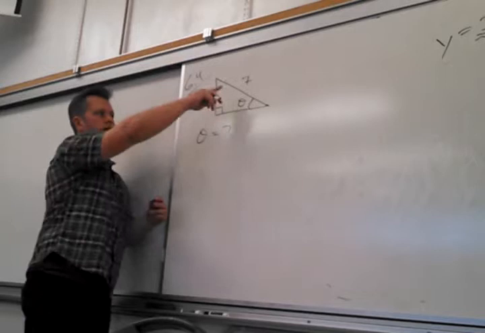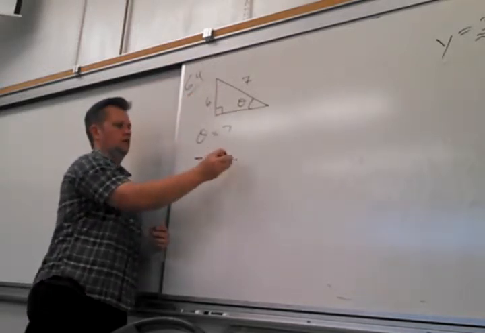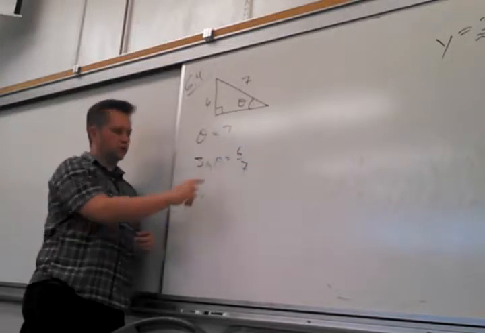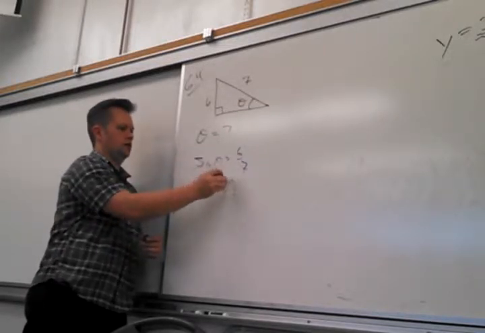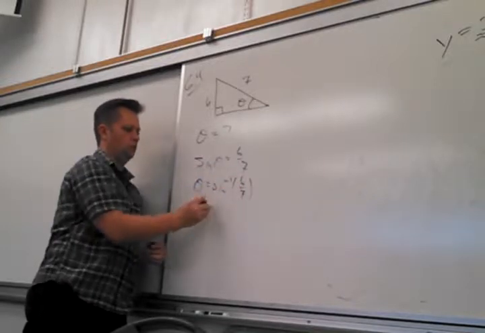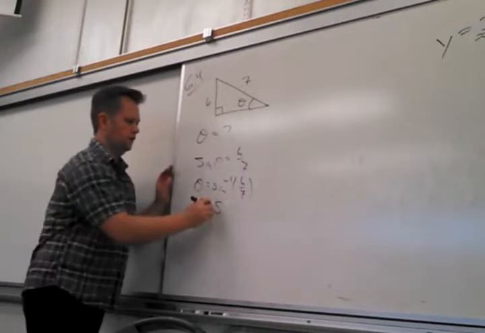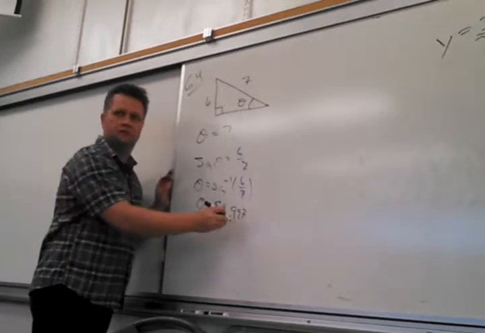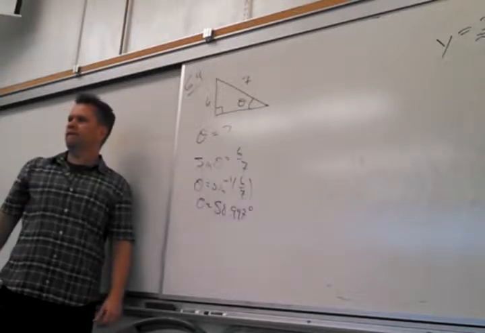So what can you set up immediately from this situation? Of course, to get theta, yeah, so theta is the inverse sine. And when you plug that in your calculator, what do you get? 58.997. 58.997 degrees, obviously, right? Anybody do it in radians?